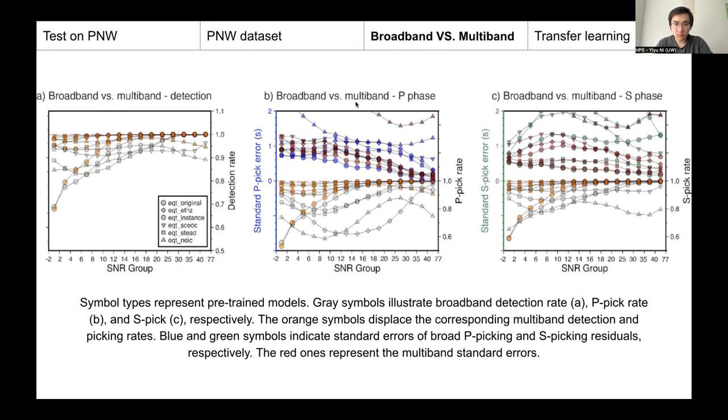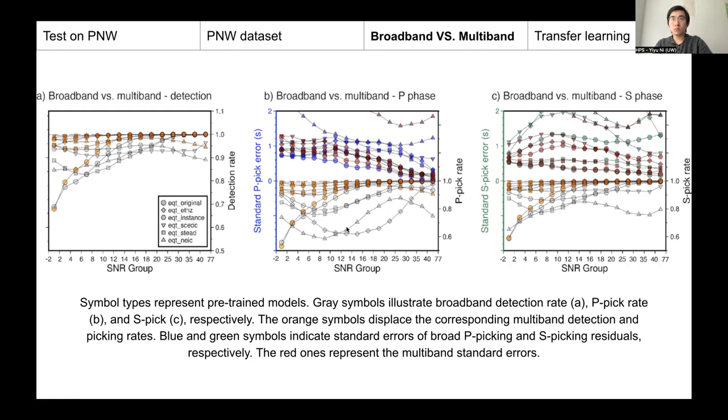Okay, here are the results. So we have three tasks: detection, P phase picking, and S phase picking. The different symbols represent different prediction models. The green represents the result from broadband, and the color from the multiple band. So you can see the different signal-to-noise ratio groups, and you can see how they converge. In general, we can see the multiple band achieves a pretty good performance in terms of detection rate, and the P picking rate and S picking rate are similar. Multiple band behaves pretty stably over different signal-to-noise ratios.